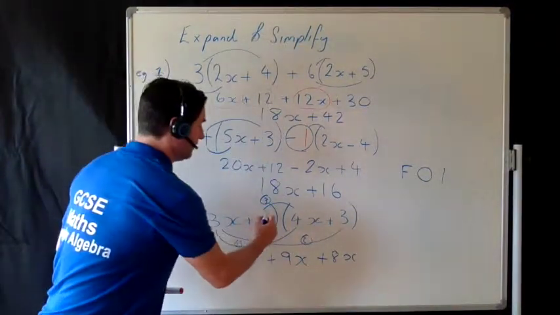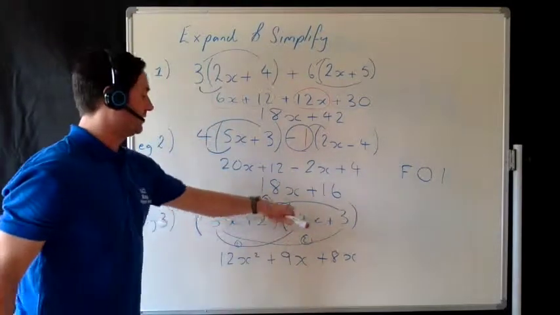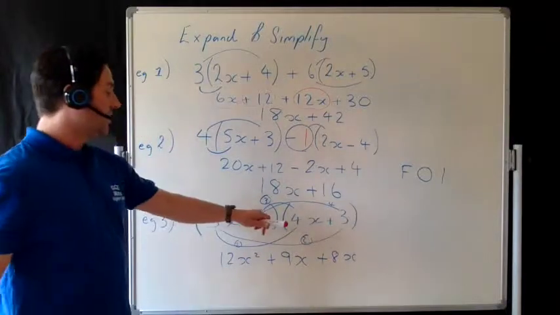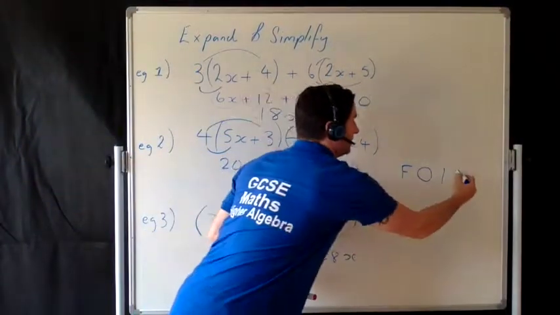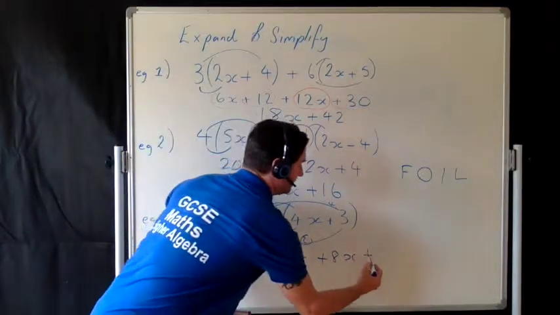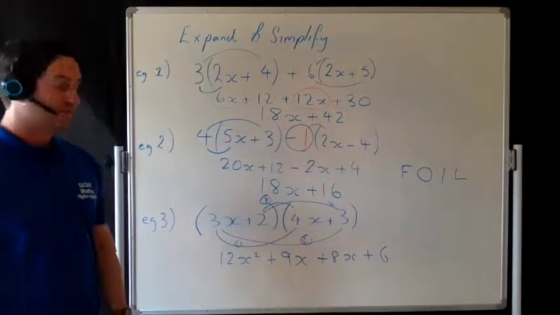And finally we move on to the last two terms. The 2 times the 3 is the fourth thing we do. That's the last L. So 2 times 3 gives us positive 6.